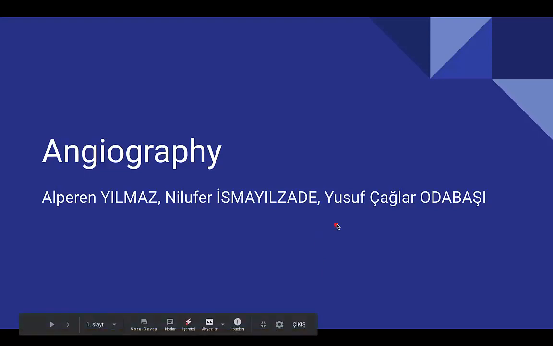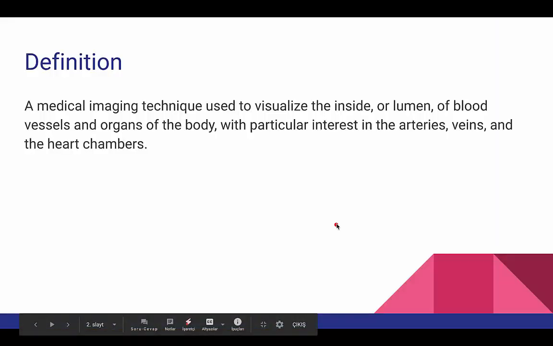So let's begin. The definition. I wanted to give you a very basic definition so that you would have a simple idea about what this is. It is basically a medical imaging technique used to visualize the blood vessels and the organs with particular interest in the arteries, veins, and the heart chamber.